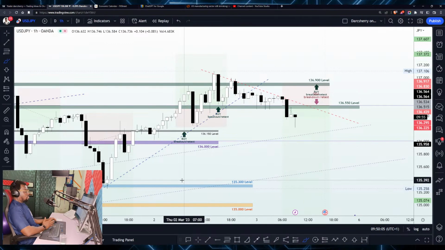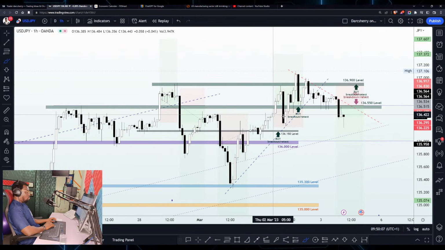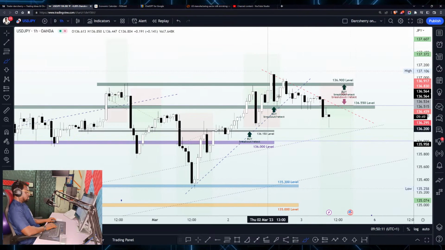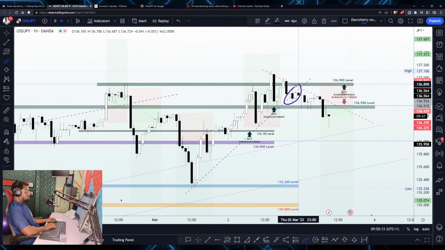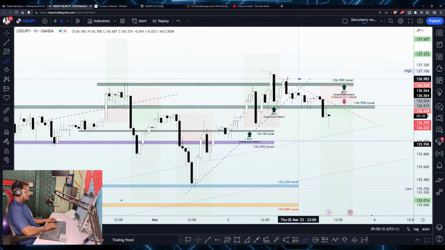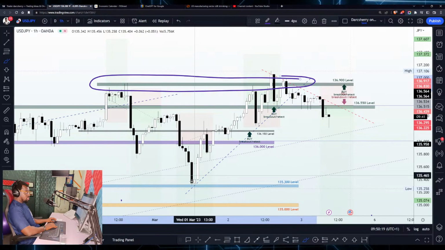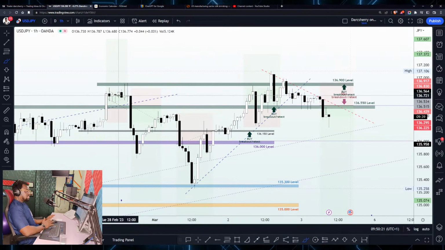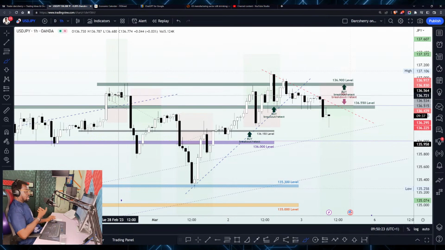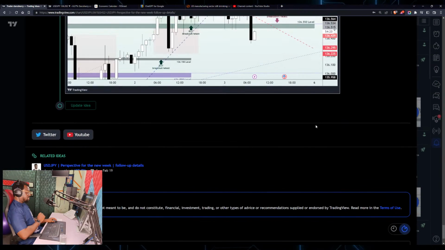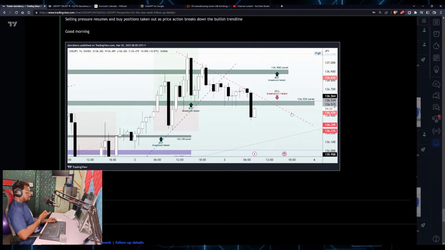And at this point, it is very obvious that we want to be looking out for selling opportunities, since we already have that breakdown of that trend line, and coupled with the fact that we have been witnessing sudden pressure around the 136.900 level since the beginning of this week. And I shared this on my public platform this morning, where I said a breakdown retest of the 136.550 level will be welcoming additional positions.